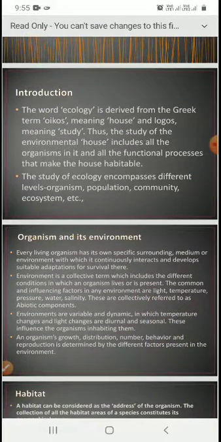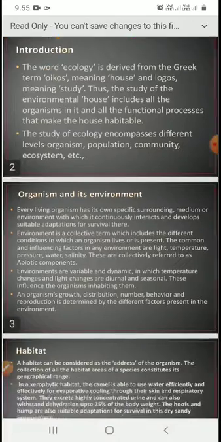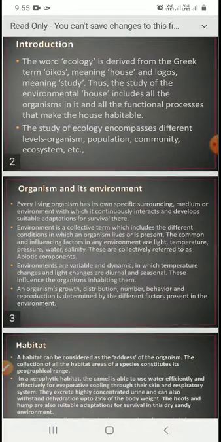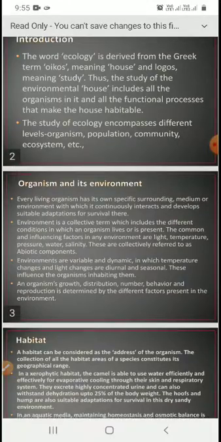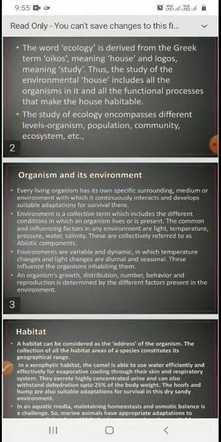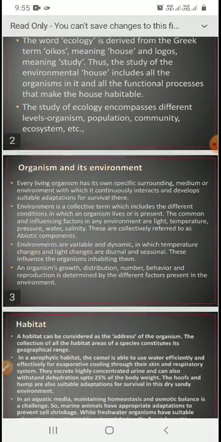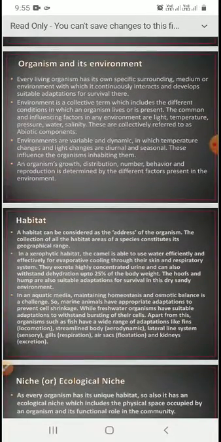The word ecology is derived from the Greek word oikos, meaning house, and logos, meaning study. That's the study of the environmental house. It includes the organization and all the functional processes. It makes a house, a habitat. In the study of ecology, there are different levels: organism, population, community, ecosystem, etc.